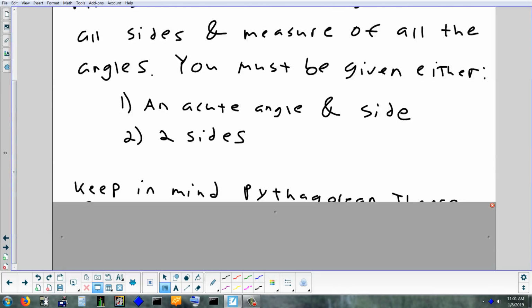Now, a couple of things we can use as we go through this. You can use Pythagorean Theorem. Right, so that will help. And keep in mind that all the angles in a triangle have to add up to how much? They all add up to 180. Specifically in a right triangle, the 2 acute angles have to add up to 90.